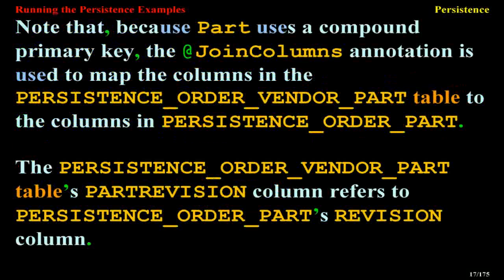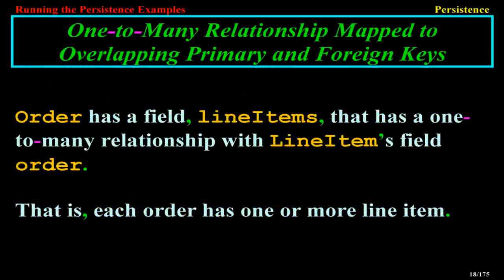Note that, because Part uses a compound primary key, the join columns annotation is used to map the columns in the persistence order vendor part table to the columns in persistence order part. The persistence order vendor part table's part revision column refers to persistence order part's revision column. One-to-many relationship mapped to overlapping primary and foreign keys.